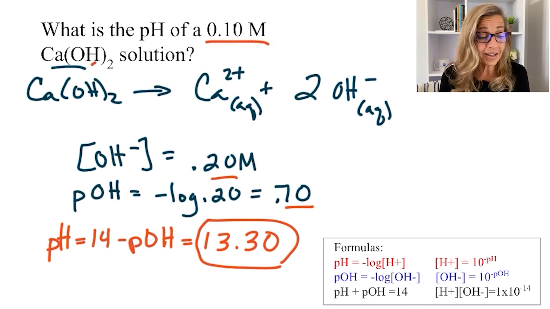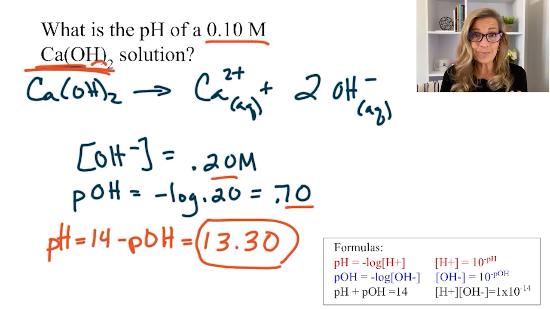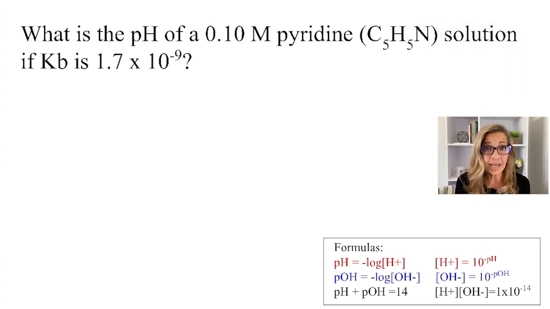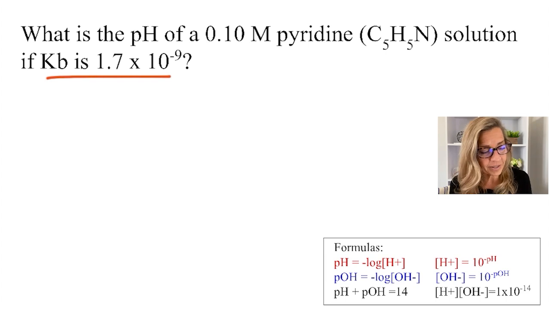Well, I've got a pretty concentrated, strong base solution, so I would expect a very high pH, and that's exactly what I have. So I like to just go ahead and get the POH, and then getting the pH is quite simple. Now, what about a weak base? You may not even recognize this as a weak base, but here's the hint. You're given a KB, so you know this is a weak base. So first step is go ahead and write this reaction.